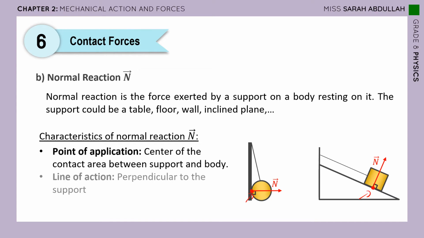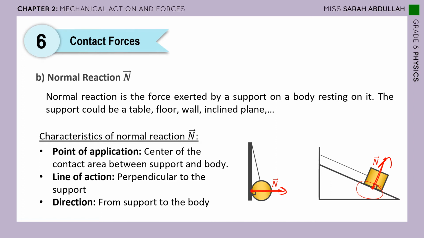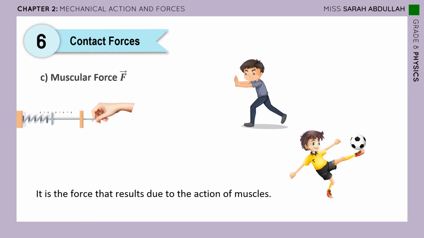Now, as for the line of action, it is always perpendicular to the support. Whatever the support is like, the normal reaction is always perpendicular to the support. You can see that. All right. And for the direction, it is always from the support towards the body. So from the support towards the body, just like that. All right.